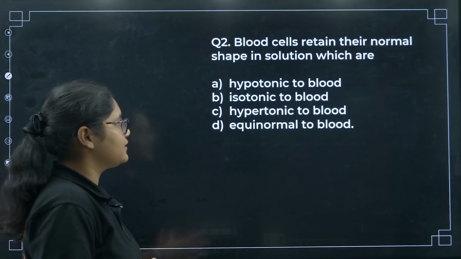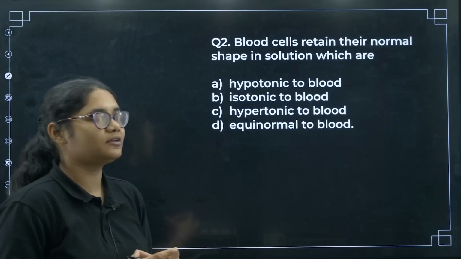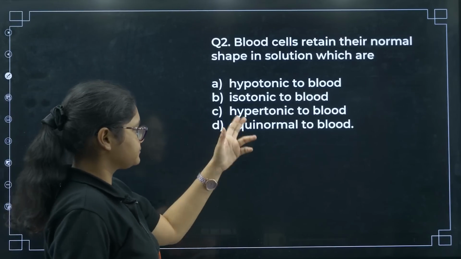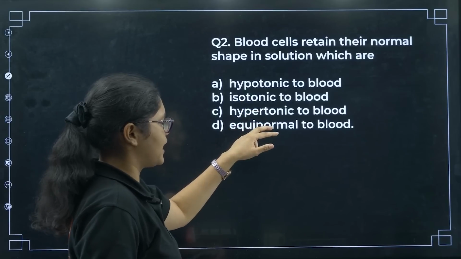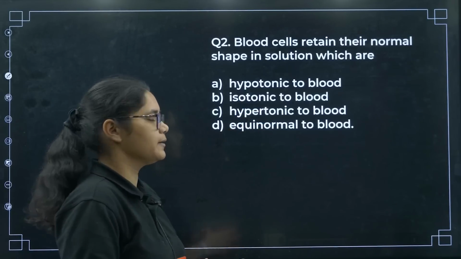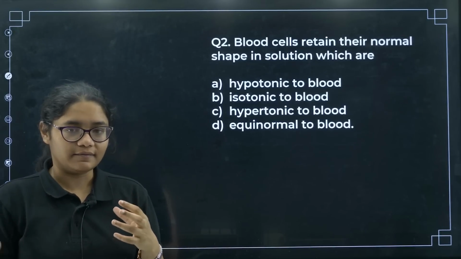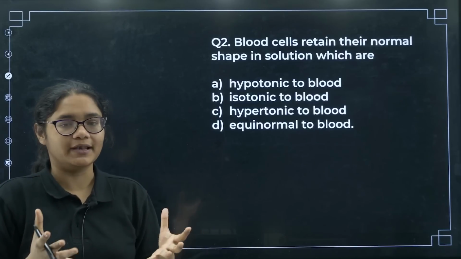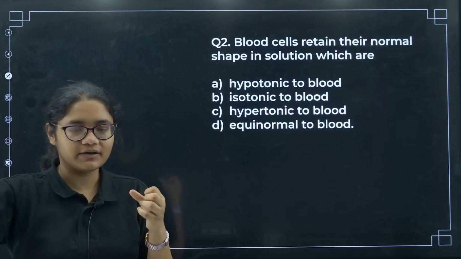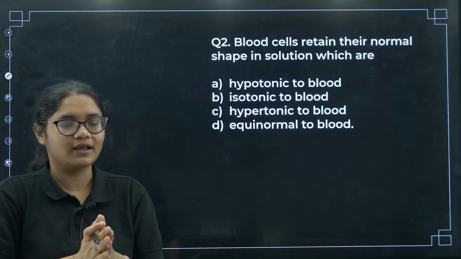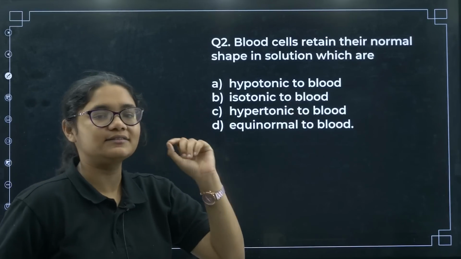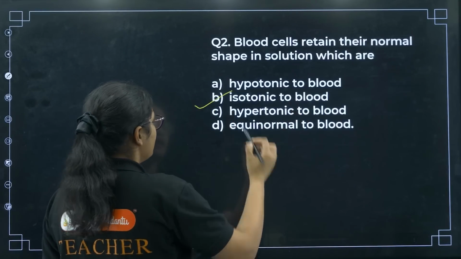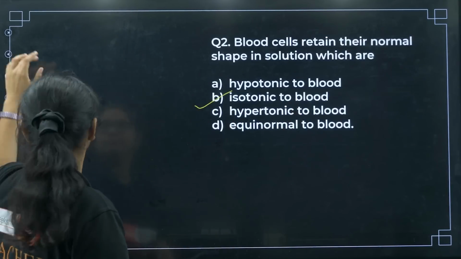Blood cells retain their normal shape in a solution which is: hypotonic, isotonic, hypertonic or equinormal to blood. If it is hypotonic, then water will flow inside the cell and the cell will swell. If it is hypertonic, water will go out from the cell and the cell will shrink. But if it is isotonic, then the blood cell will remain in its natural condition, okay?